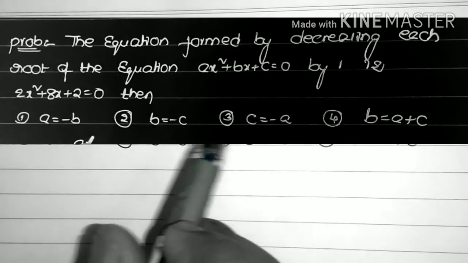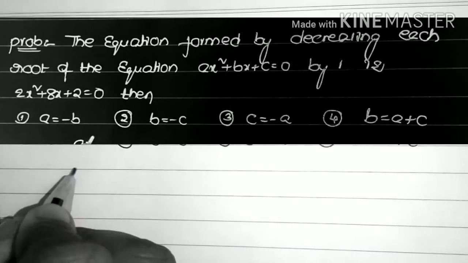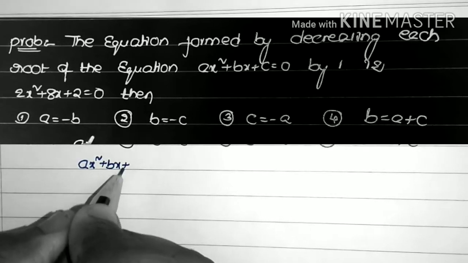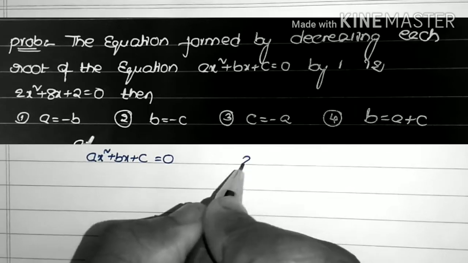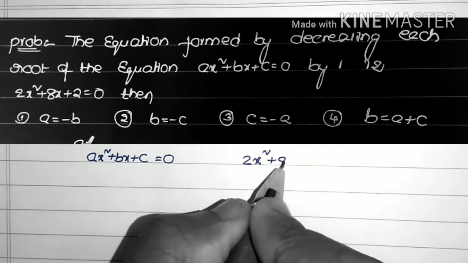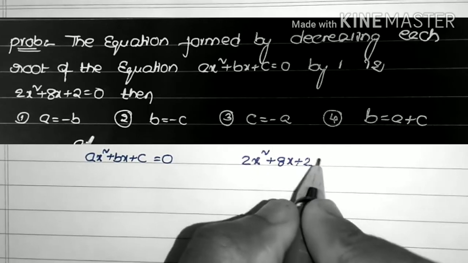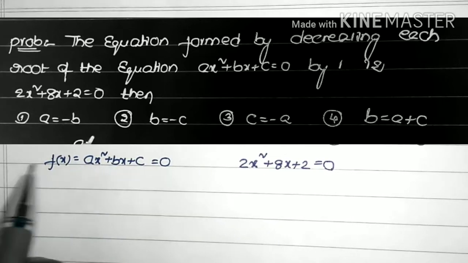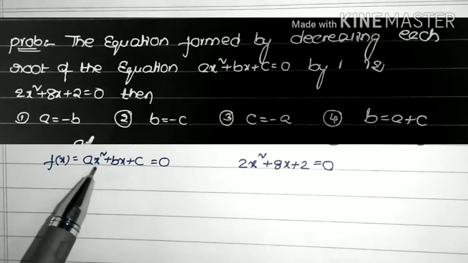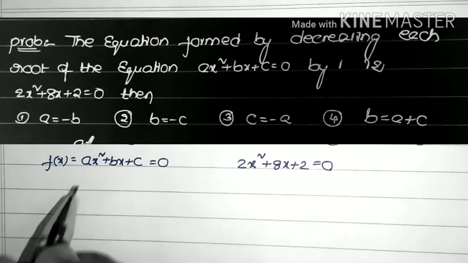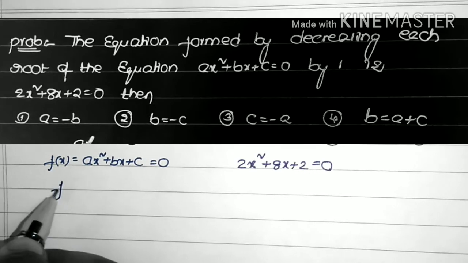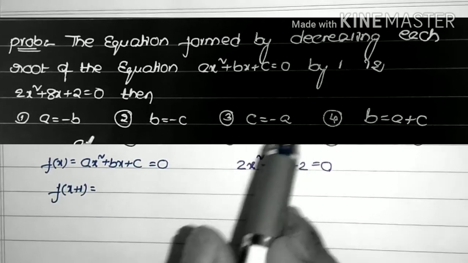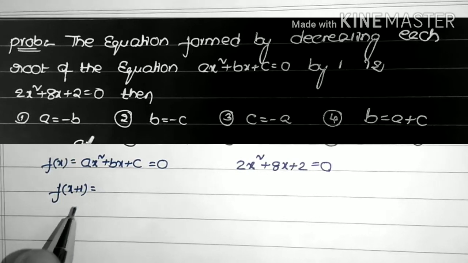Next problem, the equation formed by decreasing each root of the equation ax square plus bx plus c is equal to 0 by 1 is 2x square plus 8x plus 2 is equal to 0. That is, this is the equation obtained by decreasing the roots of this equation by 1. Suppose this equation is f of x, then what is the equation obtained by decreasing the roots of this equation by 1? That is f of x plus 1. Decreasing means we take the formula x plus 1.